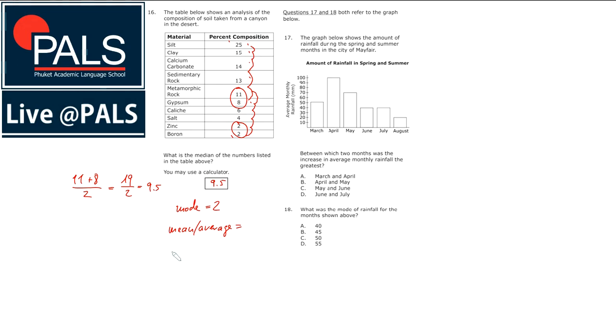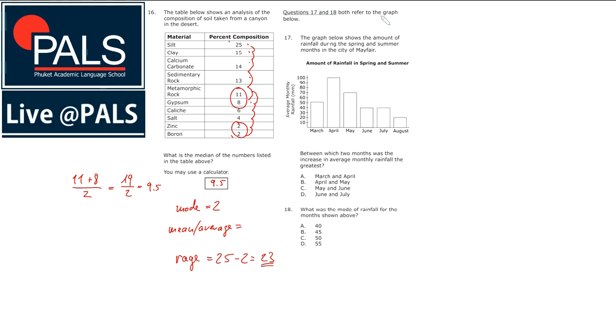And then another one that they could ask for is the range. The range is the difference of the largest and the smallest numbers, 25 minus 2. So that is 23. That would be the range of the data set.